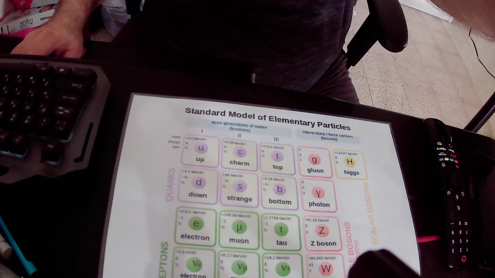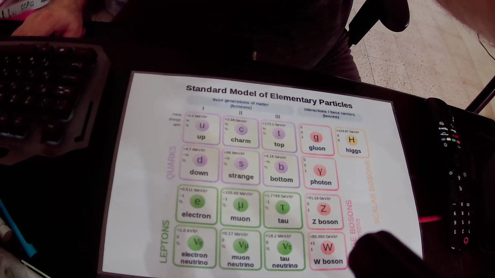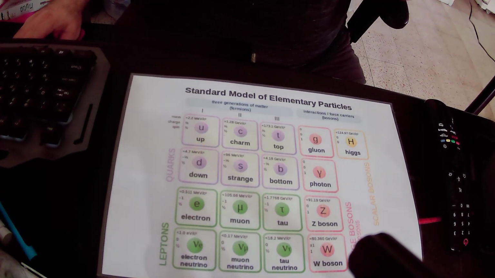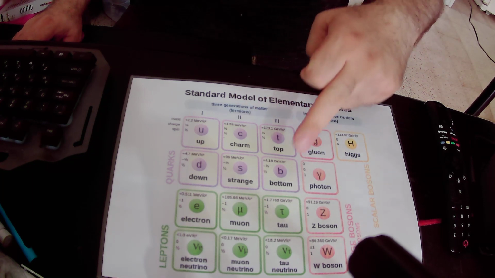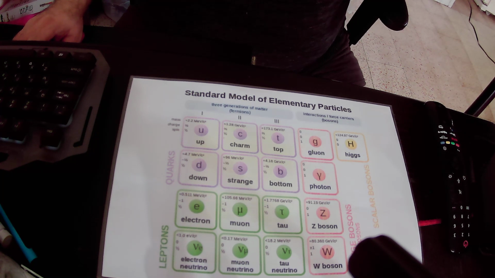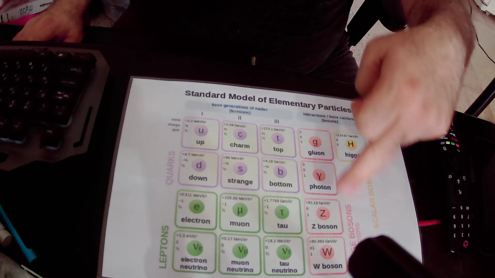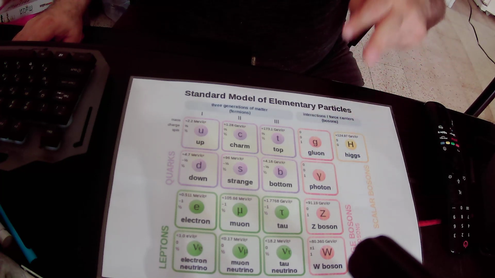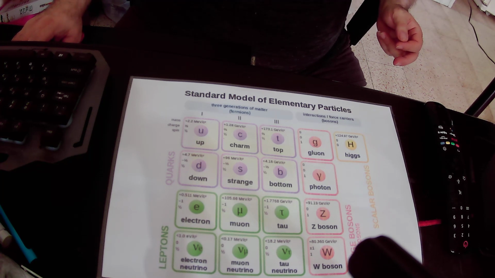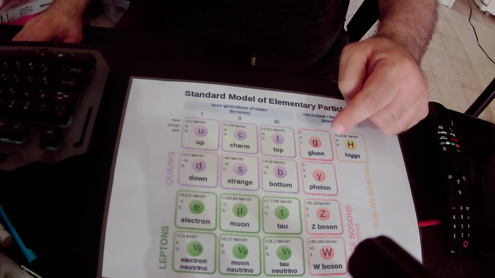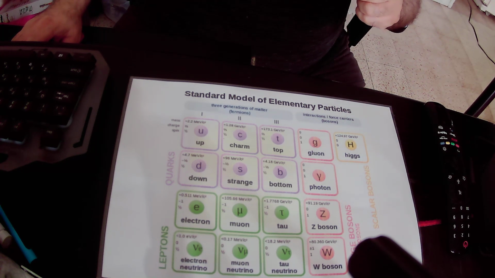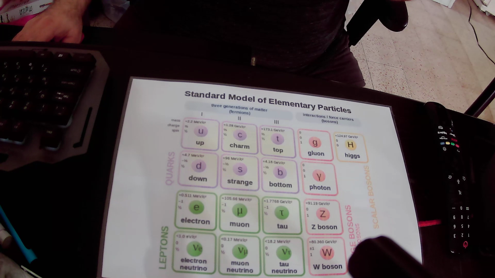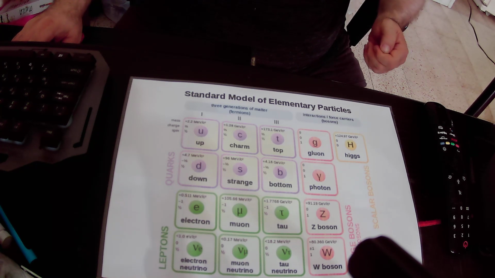So, we have actually six quarks and six leptons, and also four bosons and the Higgs boson, the boson X. Those four particles are the particles that mediate the fundamental forces in nature, besides gravity, which is not currently described by particles.